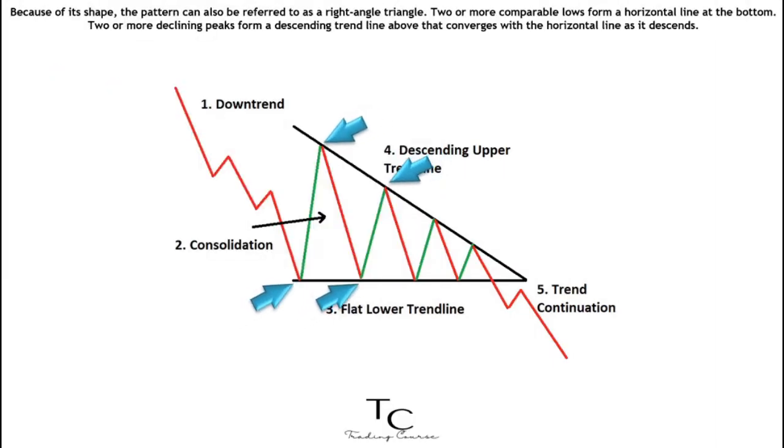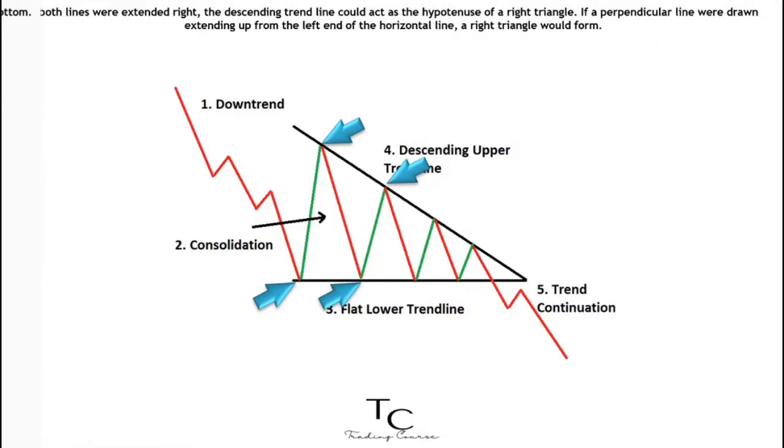Because of its shape, the pattern can also be referred to as a right-angle triangle. Two or more comparable lows form a horizontal line at the bottom. Two or more declining peaks form a descending trend line above that converges with the horizontal line as it descends.